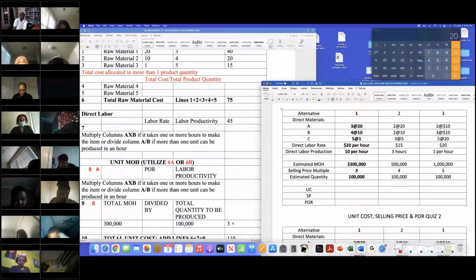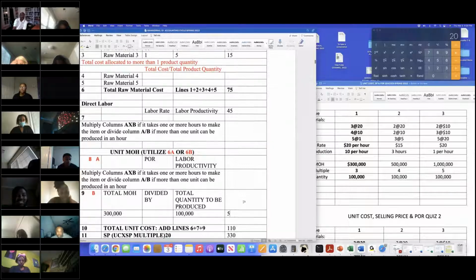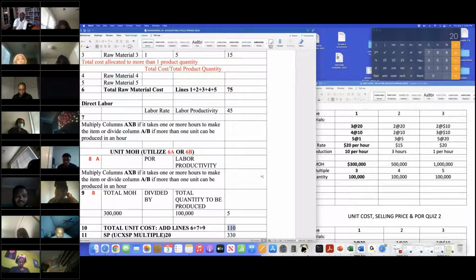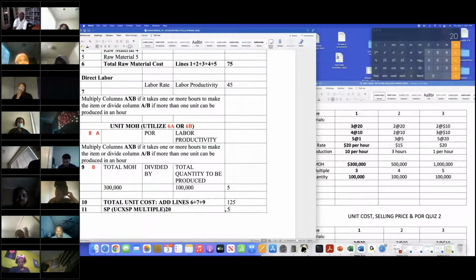So what is our total cost in this case? 125. What's our selling price going to be? 500. Our model is four, so it's going to be 500. Now, can we get the POR in this situation?